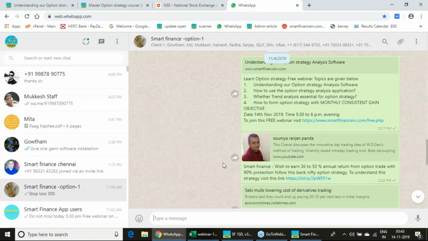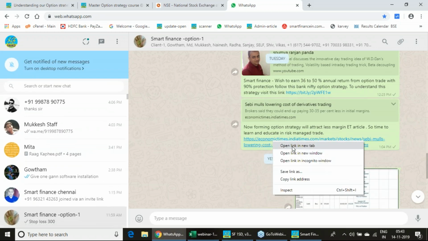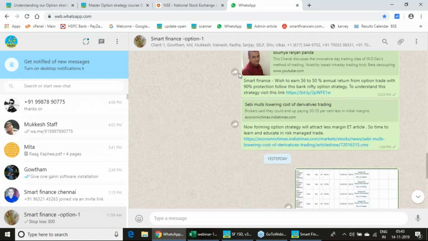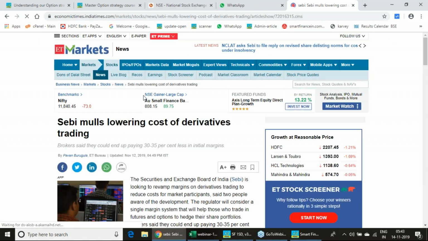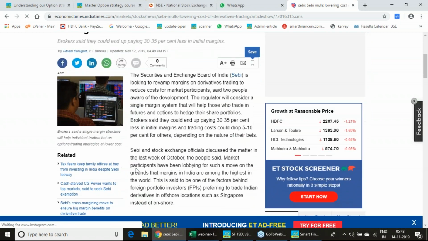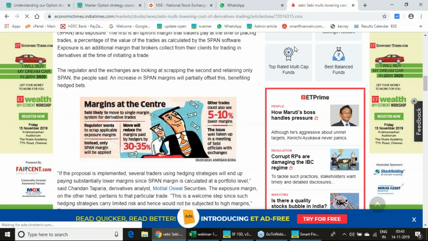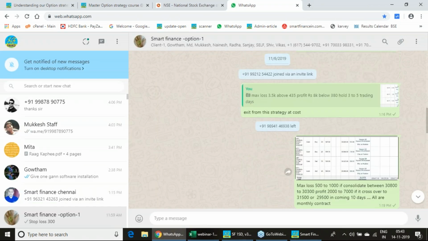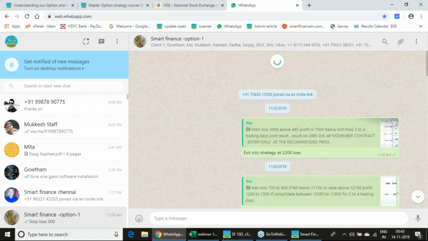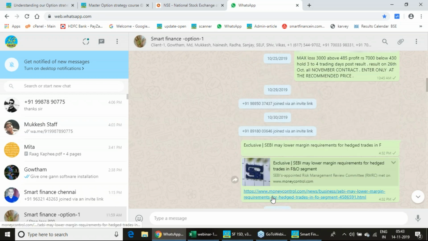Looking at the recent developments, those who are members of Smart Finance, the paid members of our software, I gave it a few days back: there is an article in the Economic Times. It says that SEBI is trying to reduce the margin requirement for option strategic trades. So this thinking is developing now. This thinking was not there before, though we have been propagating for many years.